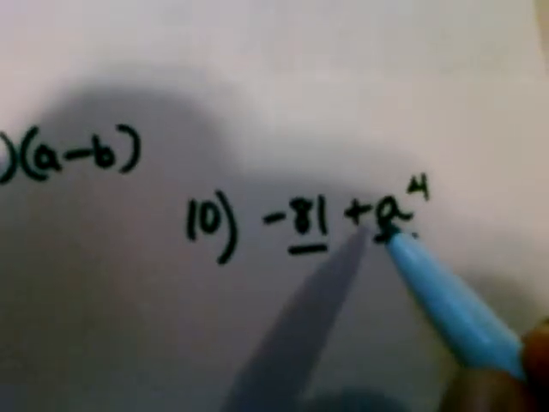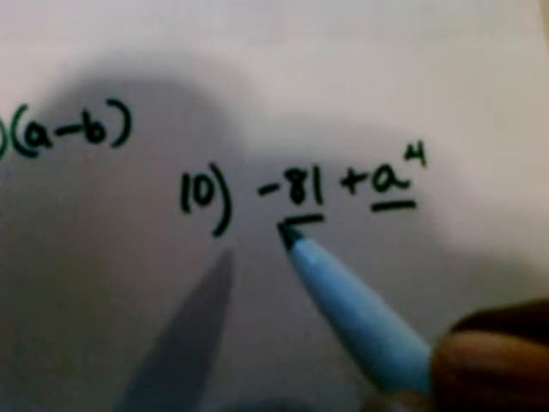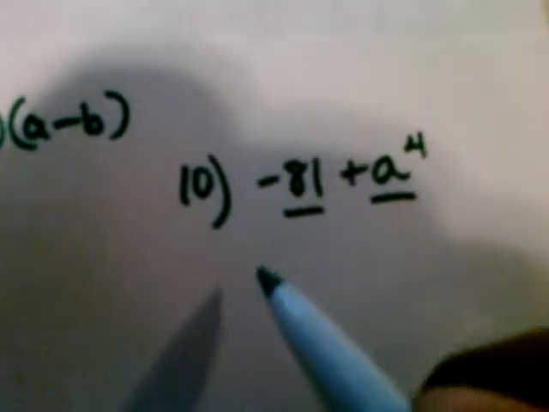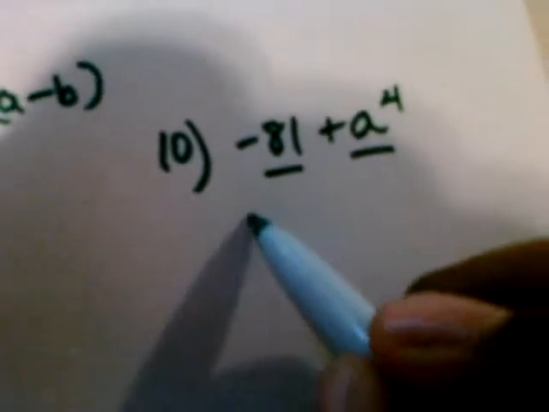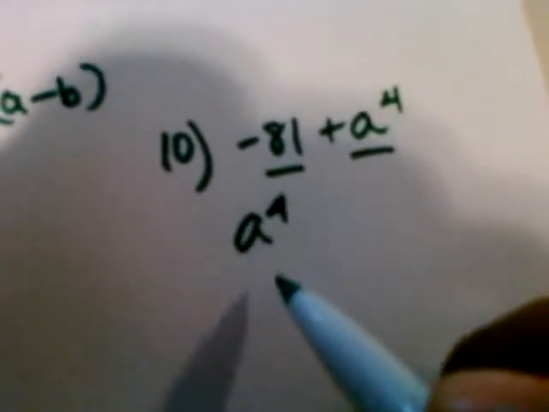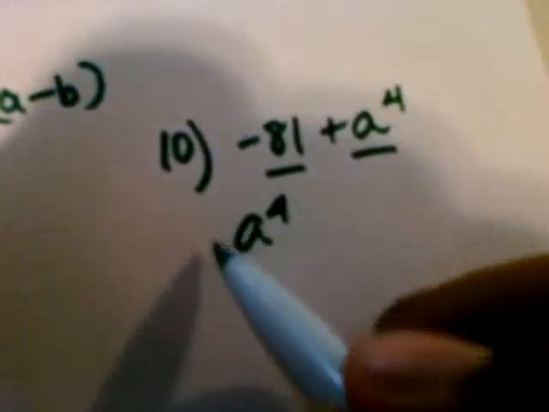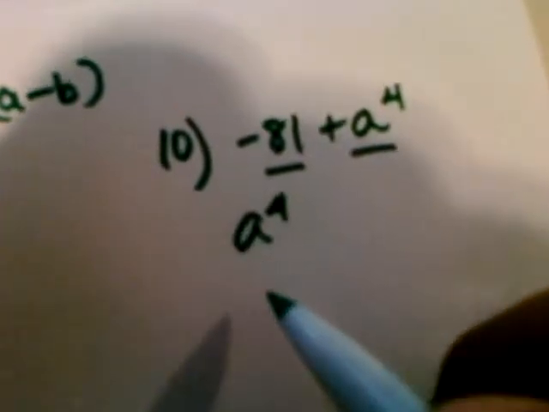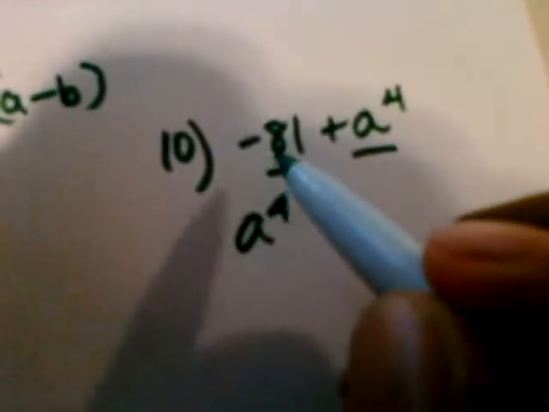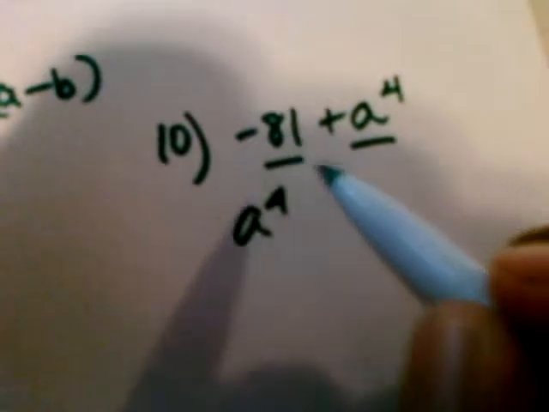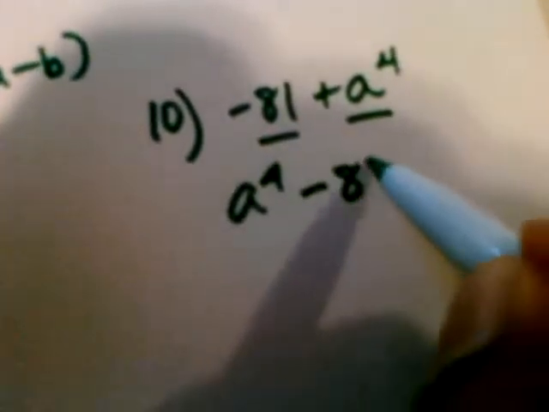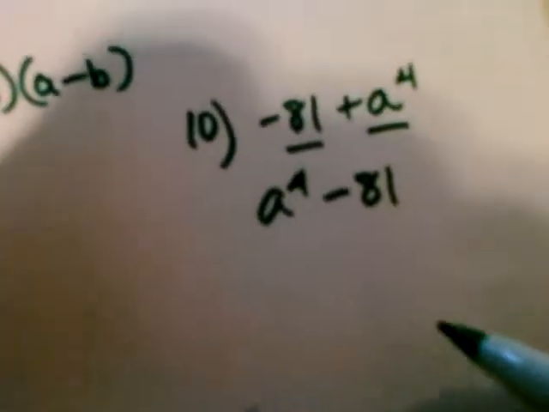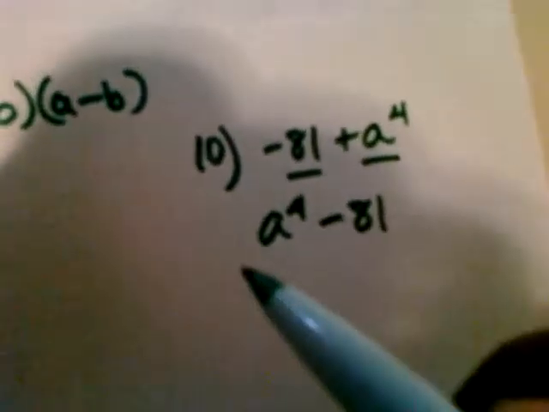What I'm going to do is bring this a to the fourth to the left hand side and keep it positive because it's already positive. I don't want to change that. I just want to change its location. However, when the leading term is positive, I don't write anything on the left hand side because it's implied that it's positive. I'm going to move this negative 81 to the right hand side. When I move that, I have to move the negative sign with it to keep it a negative 81. Now it looks like the difference of two squares.